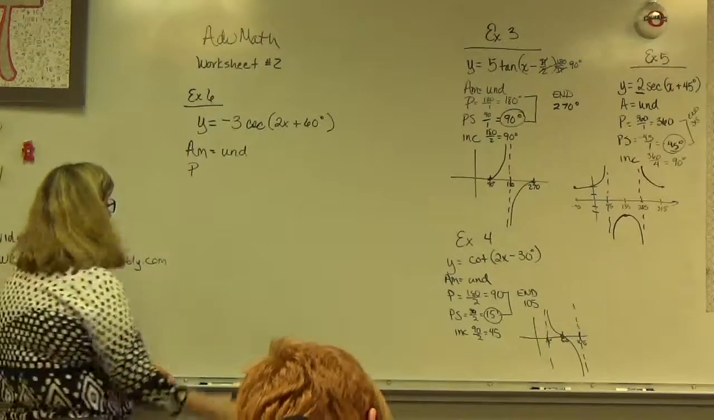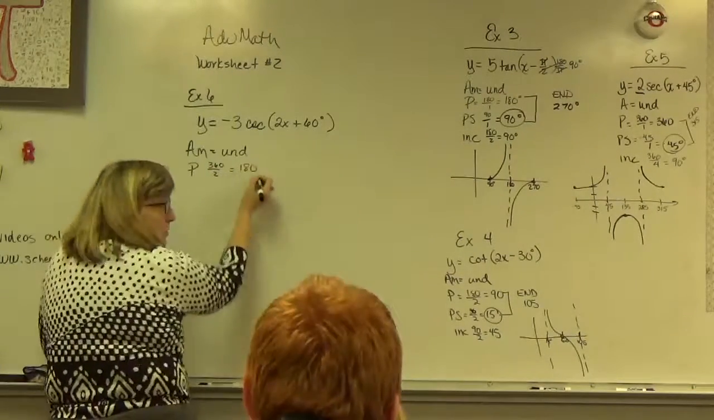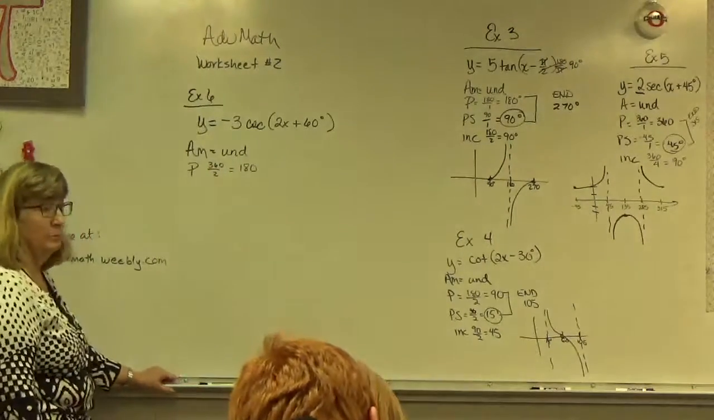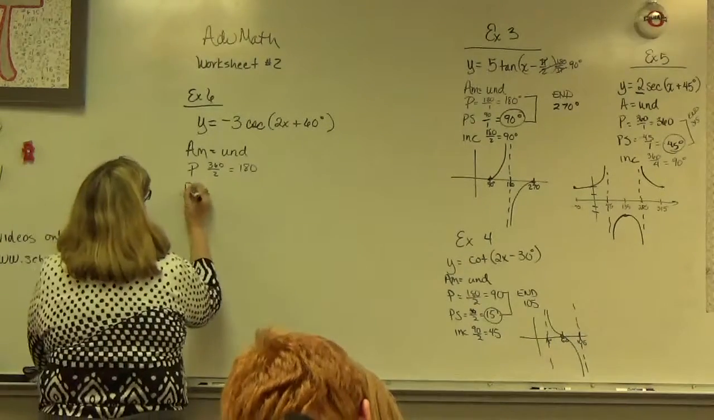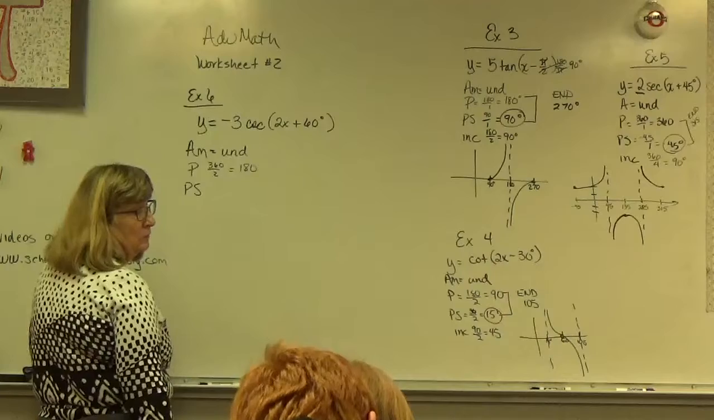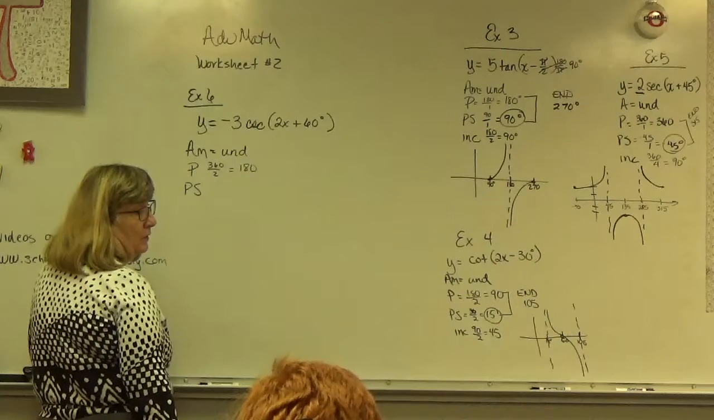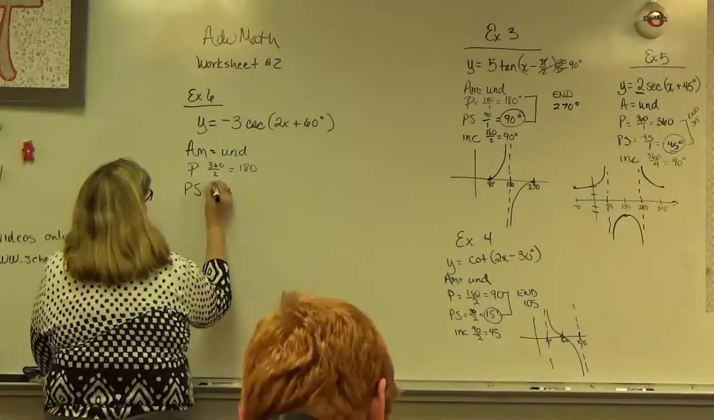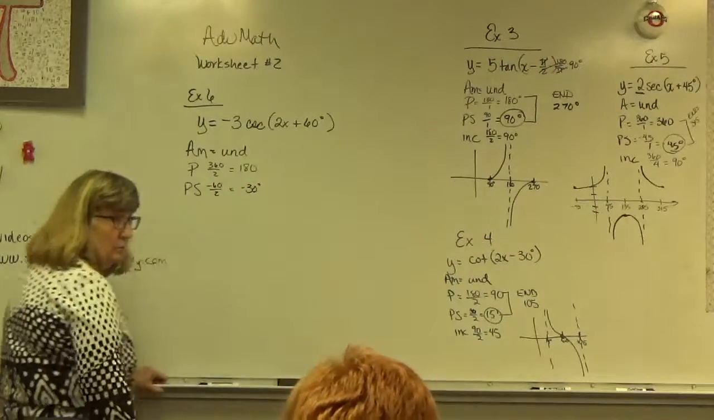180. 360 divided by 2, which if you can do that mentally, you don't have to write it down. I'm just writing it down for the benefit of everybody. Becky, what's the phase shift? Negative C over K, so that would be negative 60 over 2, so negative 30 then? Yes.